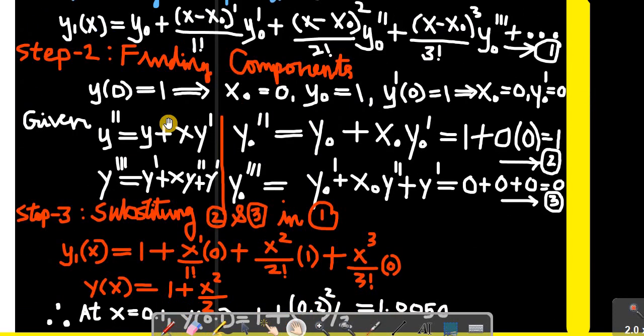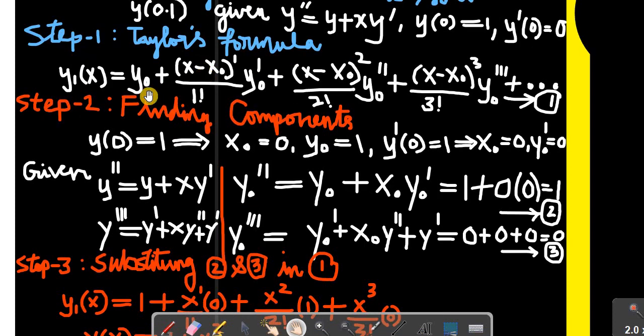Now let us find the components. We have to find y naught, x naught, then the first derivative of y at x equals 0, then the value of the second derivative at the particular point x equals 0, and the third derivative of y at the particular point. All these things we have to find out.